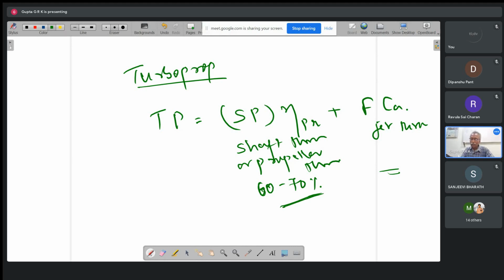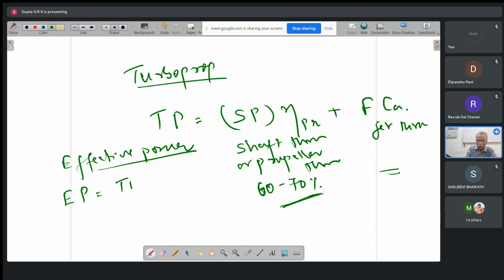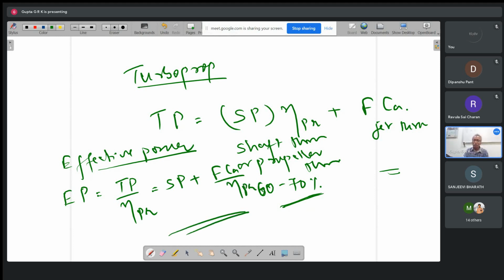And here, there is another power defined that is called effective power. So the effective power is equal to thrust power by propeller efficiency, because they don't want to see the propeller efficiency affecting much. Shaft power is large. So what they have done is like this. Because this is the main power and this is the small power FCA. So they found this is a more effective equation than using the thrust power. So effective power is used. Okay, this is for turboprop.